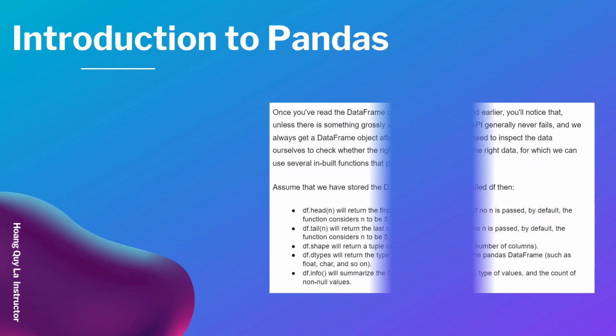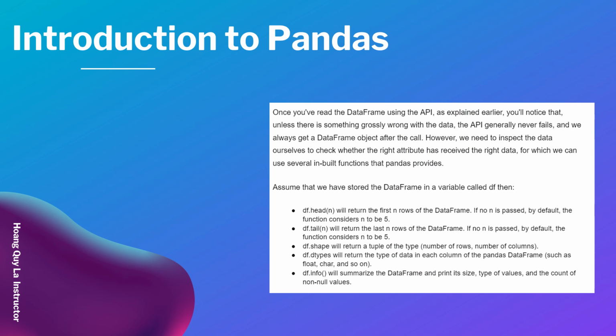Once you have read the data frame using the API as explained earlier, you will notice that unless there is something grossly wrong with the data, the API generally never fails and we always get a data frame object after the call. However, we need to inspect the data ourselves to check whether the right attribute has received the right data, for which we can use several inbuilt functions that Pandas provides.